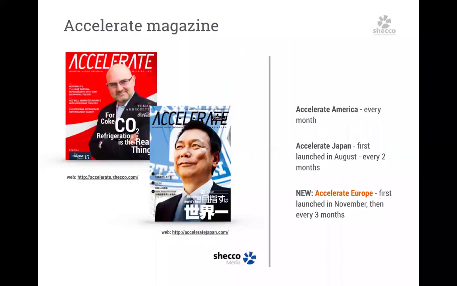Following the success of the North American edition, we launched one in Japan, which is in English, for those Japanese market followers who can read about the market developments there. And excited also about this, we will launch a European magazine, which will be launched in November for the first time and then appear every quarter.